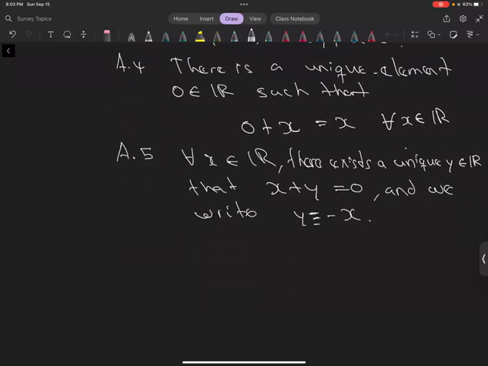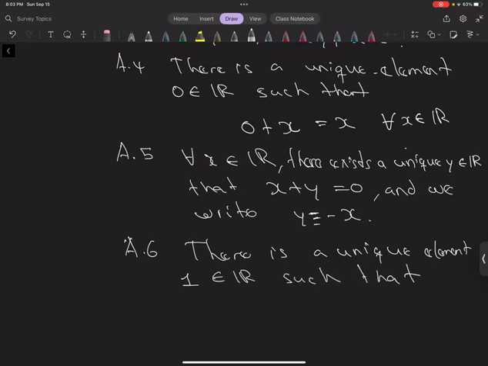Then we have axiom 6. There is a unique element, the unit, or number one, such that the multiplication of any number with that one unit is the same. So there is a unique element 1 in the real numbers such that x times 1 equals x for all x that is a real number, and 0 is different than 1.